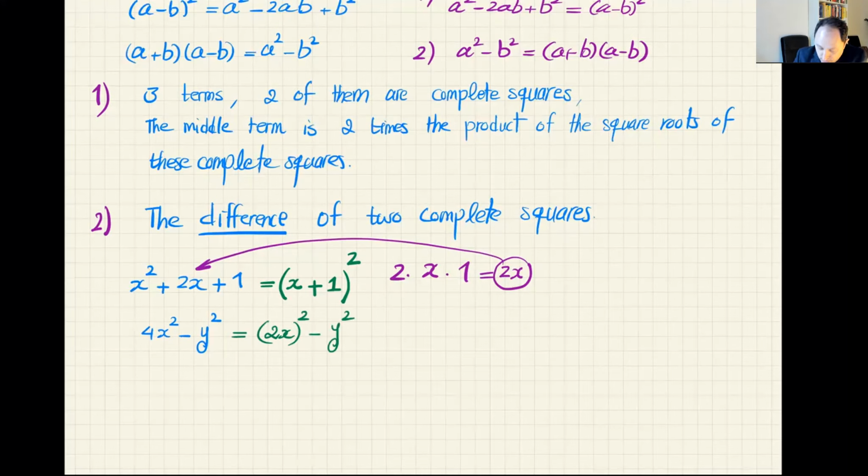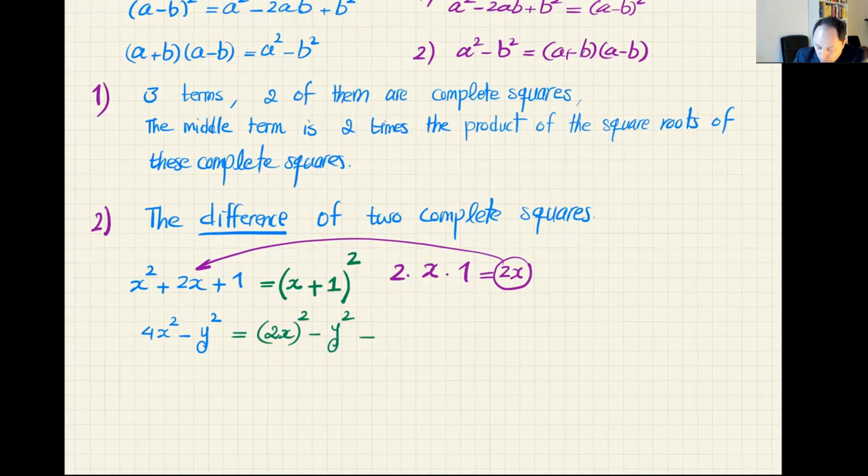So you see that this is a complete square because it is a power of 2 of some expression. This is also a complete square. It is the second power of y. And this is the difference of two complete squares. So this means that this exactly fits the pattern.